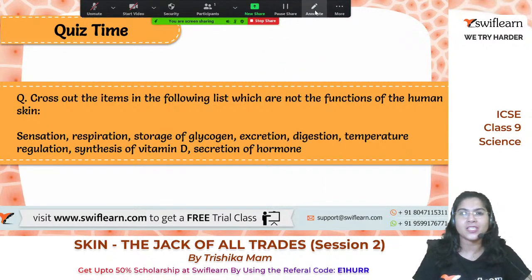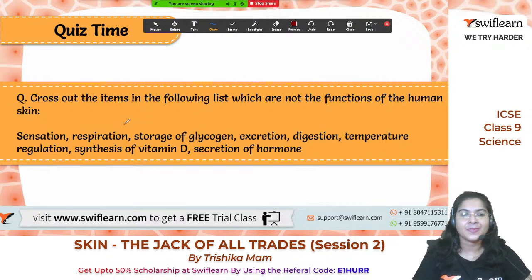So we can cross out respiration. Yes. We can cross out the digestion. Yes. And the secretion of the hormone. Other than this, all the different functions are performed by the skin.